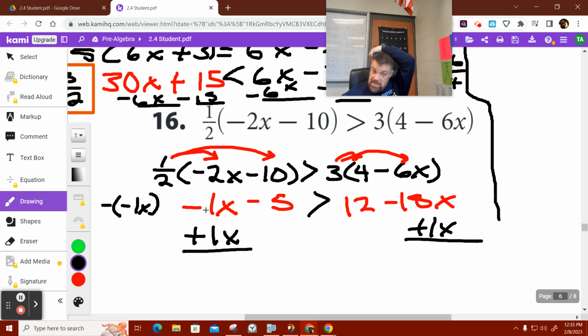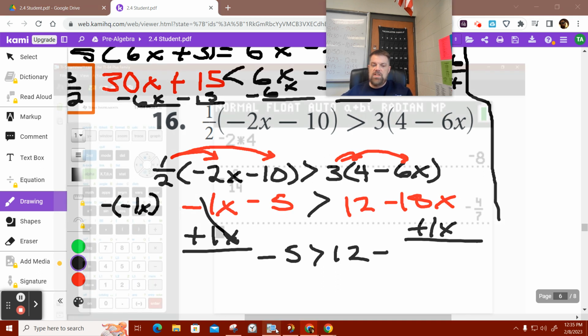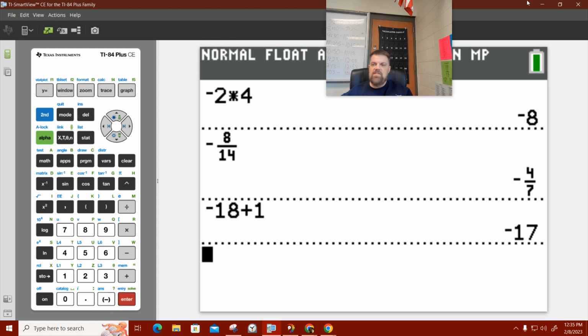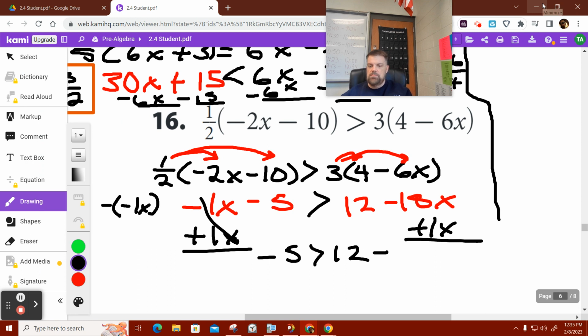Okay, so we do the math on that. This cancels. I get negative 5 is greater than 12. What's negative 18 plus 1? Now, if you don't know off the top of your head, what do you do? Plug it into a calculator. So I'm going to say negative 18 plus 1. Negative 17. Negative 17x, technically. Okay? Now what do I do?